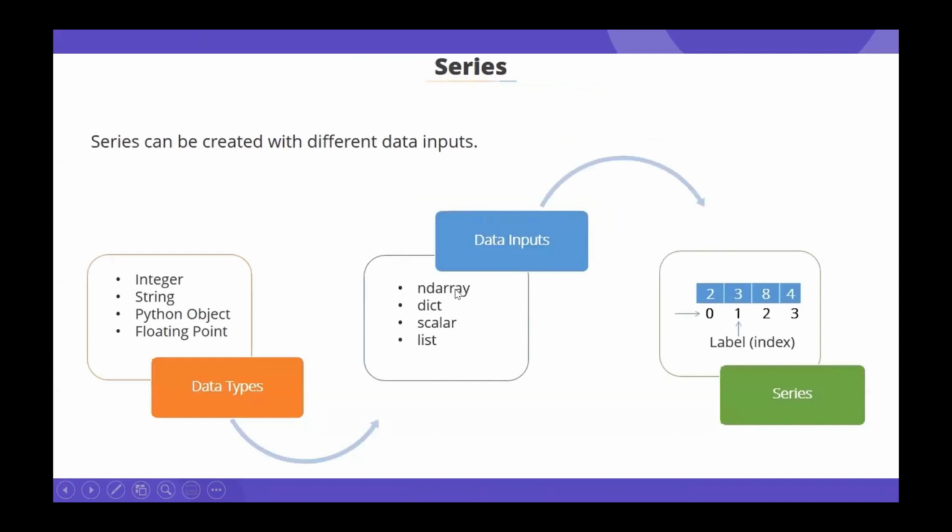Okay. Now in order to build this series, we have a 3-step process. The data type means either we have integer, the numerical numbers, or string, or say floating point, right? So these are my data types. We are using this data type, and then we are using the data input. Data input is say dictionary, scalar, list, and all. And with this, we provide the index 0, 1, 2, 3, and then we create a series there.